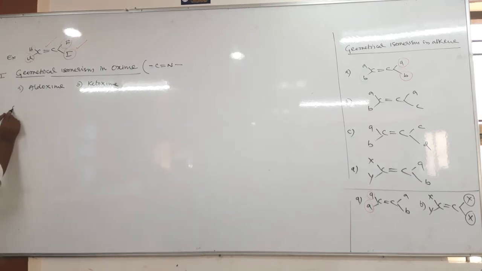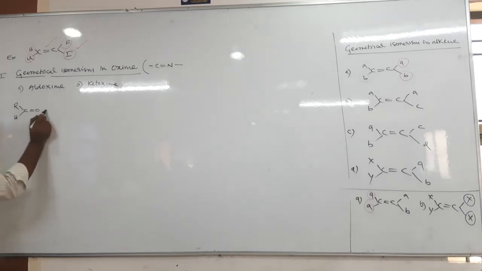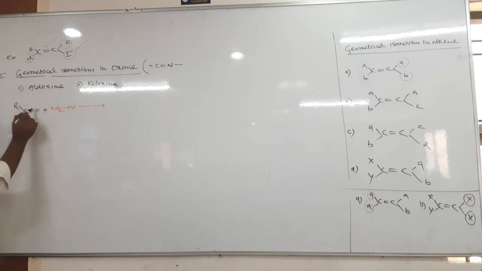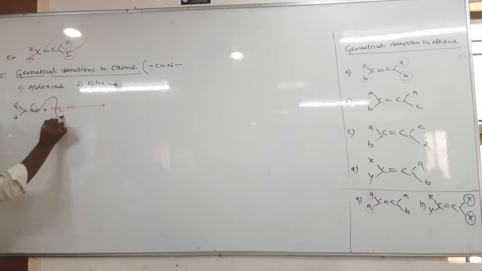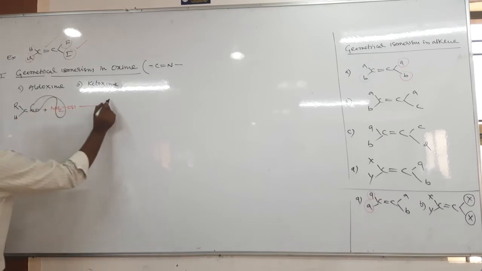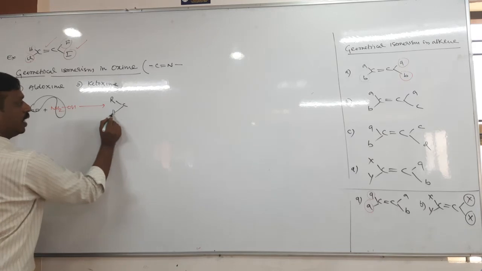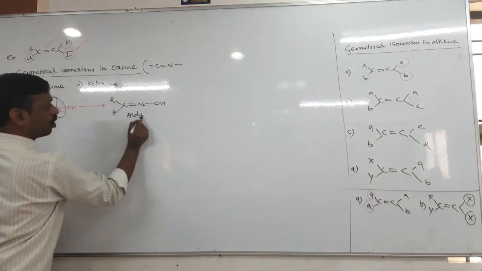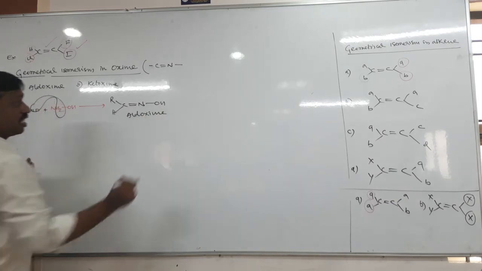For example, let us take a general reaction. R C double bond O, H, an aldehyde. It reacts with hydroxylamine, NH2OH. Tell me, what should be removed? Remove the water molecule. Then R, H will be the same, C double bond NOH, which is called aldoxime. Aldehyde plus oxime, aldoxime.